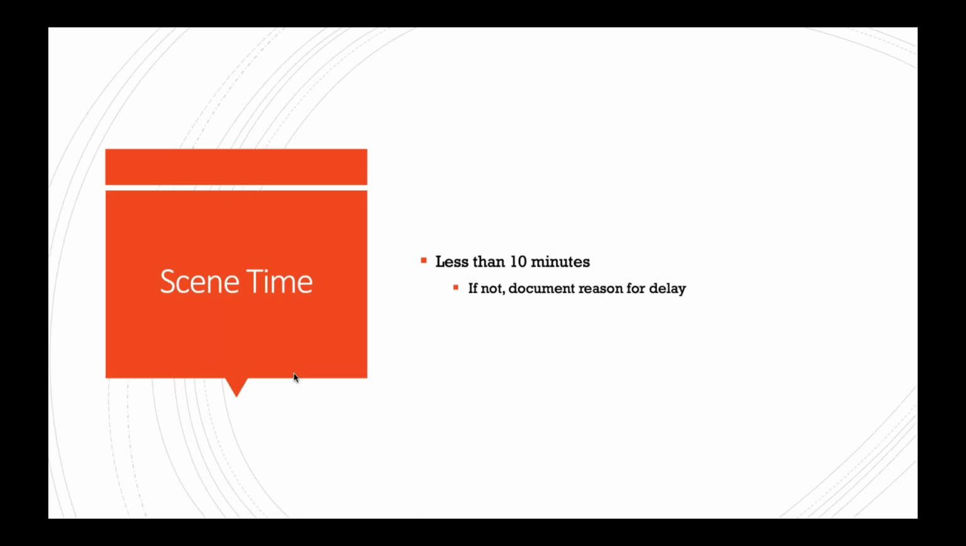So scene time, we all know, is less than 10 minutes. If for some reason you can't make it off the scene in 10 minutes, you need to document a reason why you had a delay, whether it was extrication from the vehicle, whatever the case may be. If it's greater than that 10-minute mark, there has to be a reason for delay. Otherwise, I don't know the delay, so it gets dinged. And that could be in your narrative.